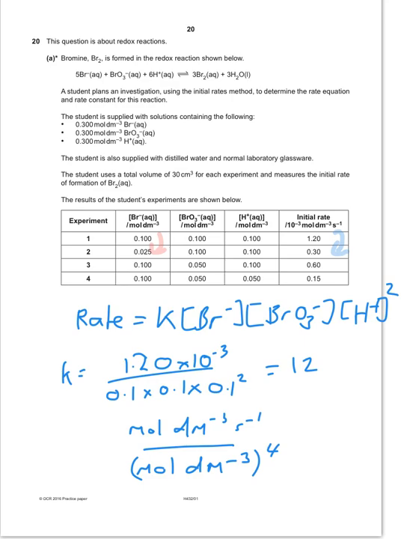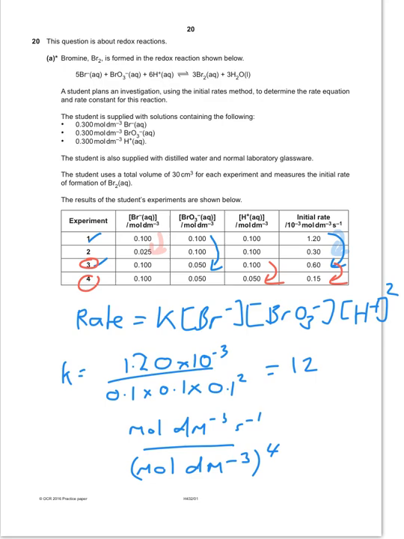Now let's have a look at BrO3 minus. Let's have a look at experiments 2 and 3. BrO3 minus has been divided by 2, and the rate has been divided by 2, and therefore it's also first order with respect to BrO3 minus. And finally H plus. For H plus we can look at experiments 3 and 4. H plus has been divided by 2, and the rate has decreased by a factor of 4, so therefore it is second order with respect to H plus.